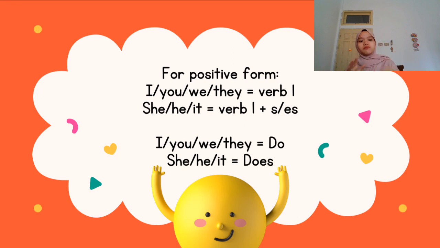This is actually the important thing. For positive form, I, you, we, and they, we just use verb 1 here, not s plus es. But for she, he, and it, we use verb 1 plus s, es. I will give you the example here.